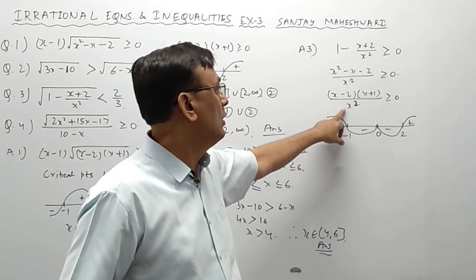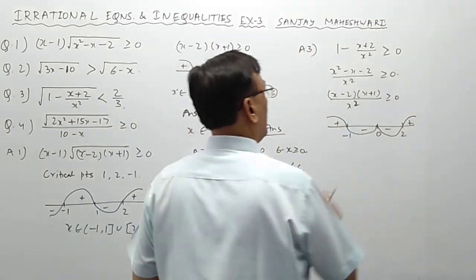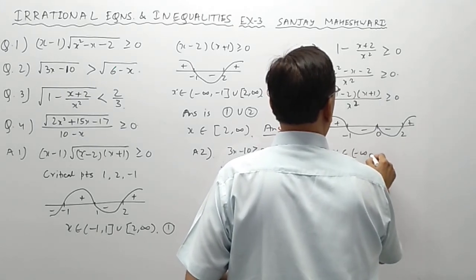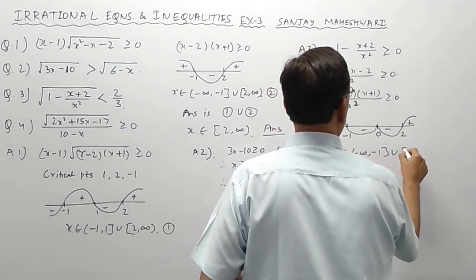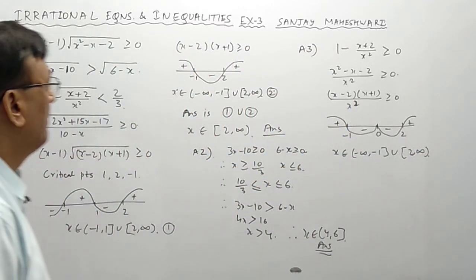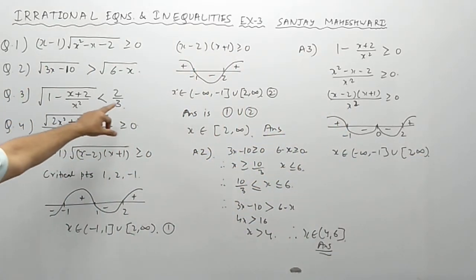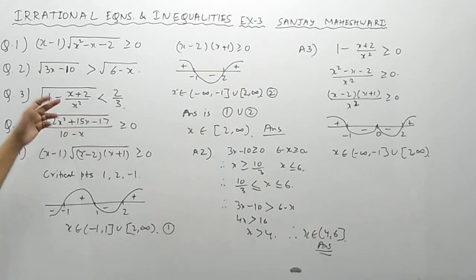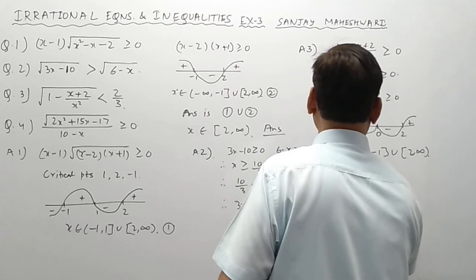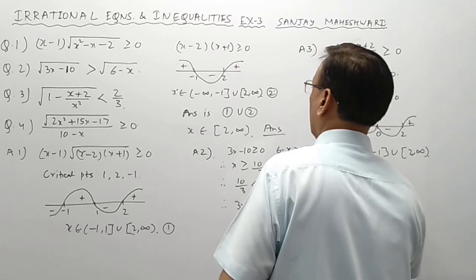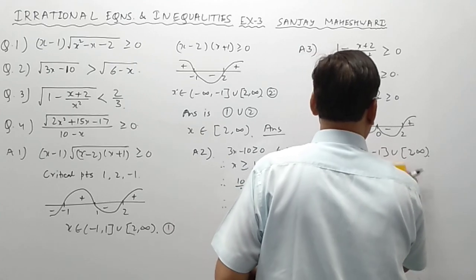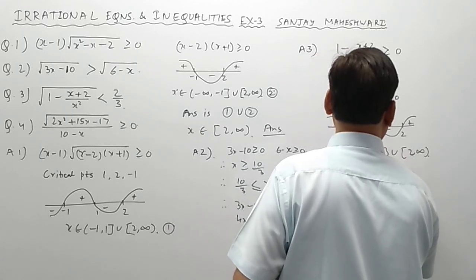x cannot be equal to 0 because it is in the denominator. Therefore x belongs to minus infinity to minus 1 close, union 2 to infinity. This is the first part of the sum. Second part, both the quantities are positive quantities, so you will simply square it. Therefore, square root of 1 minus x plus 2 by x square is less than 2 by 3, so 1 minus x plus 2 by x square is less than 4 by 9.